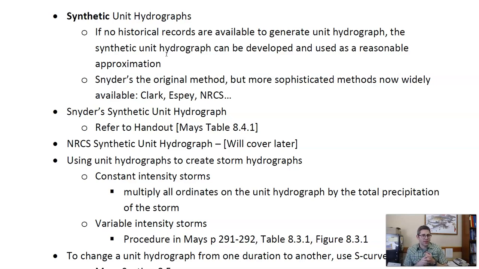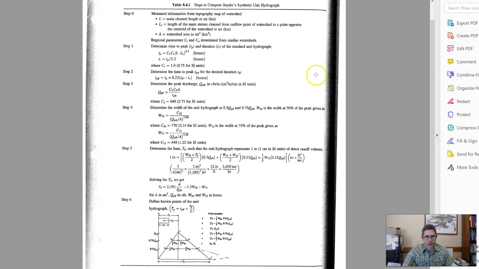Now there's several different methods available for this. I believe Snyder's was the original method, but now there's other methods available: Clark, SB, and then NRCS. And we'll be talking about NRCS quite a bit later on. But Snyder's synthetic unit hydrograph is also presented in your book in table 8.4.1, which I'm going to show here. So I don't want to go through this in detail because we're not going to use it in this class. We're going to be using NRCS, but I wanted you to see it so you have some idea of what's involved in these at this point.